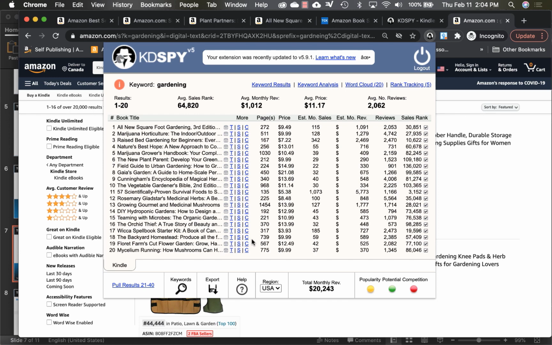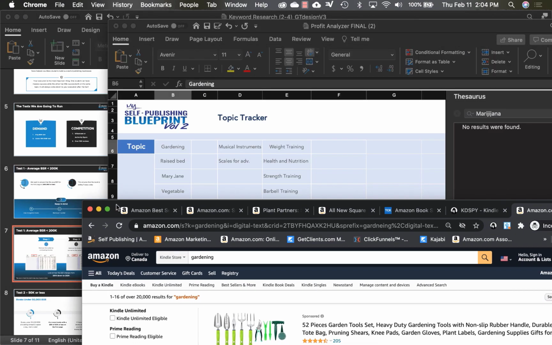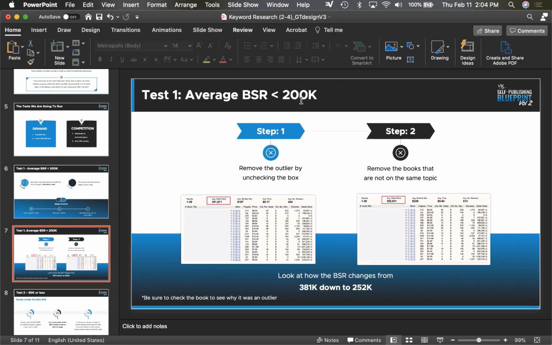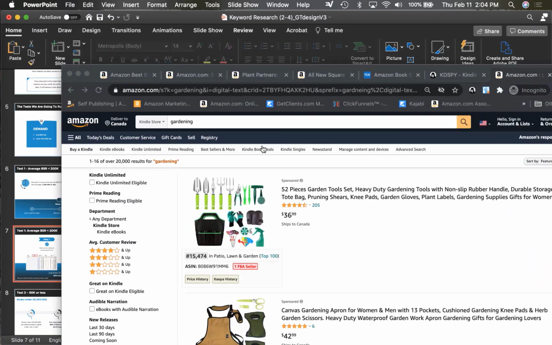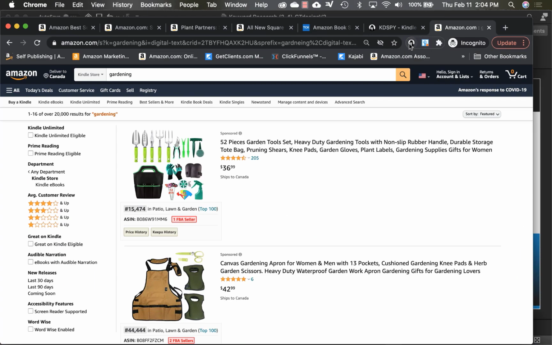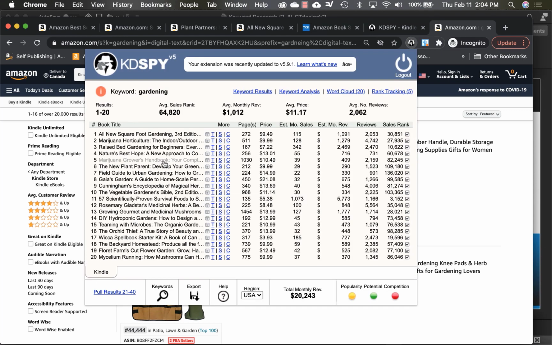So the first thing that we do is, we have an average sales rank of 64,000. Remember, we want average BSR of under 200,000. So this is definitely a very profitable niche. Okay. Now the first thing we're going to do is we want to remove any outliers.